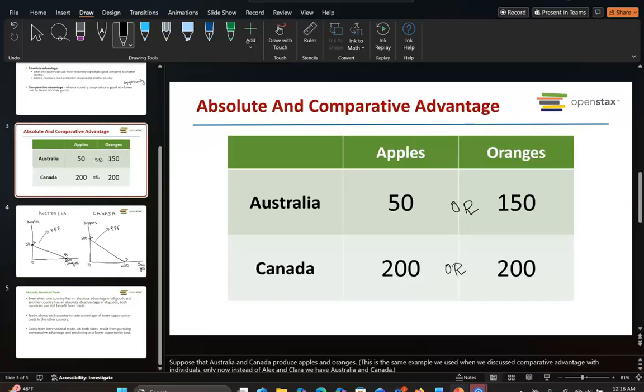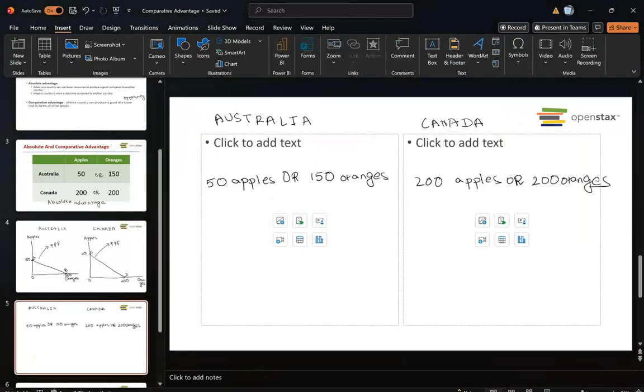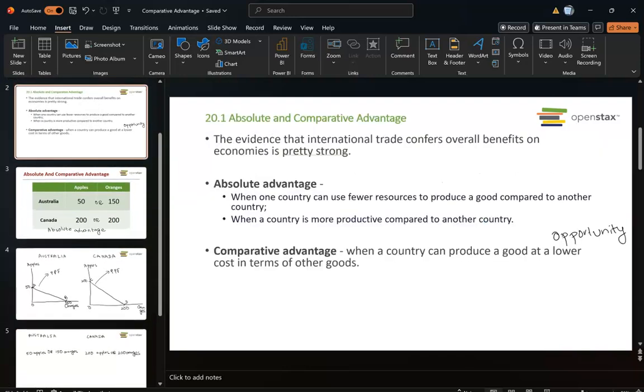Going back to these numbers, we would say the country of Canada has absolute advantage for both apples and oranges. That means it can produce more apples and more oranges compared to the Australian economy. Here we would look at the concept of comparative advantage. Comparative advantage means lower opportunity cost.